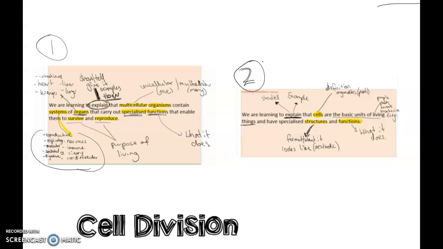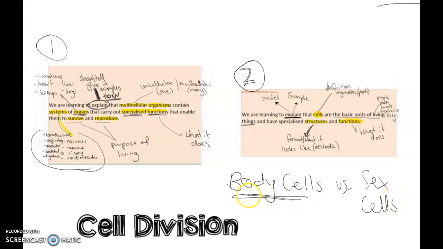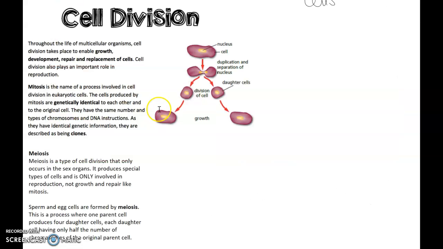So now we're going to be looking at the function of cells, specifically looking at body cells versus sex cells. And I guess the easiest way to remember this is if it's not a sperm and an egg, it's a body cell. So looking at cell division and the two types of cells, body cells and sex cells, we have two types of cell division, and that is mitosis and meiosis.